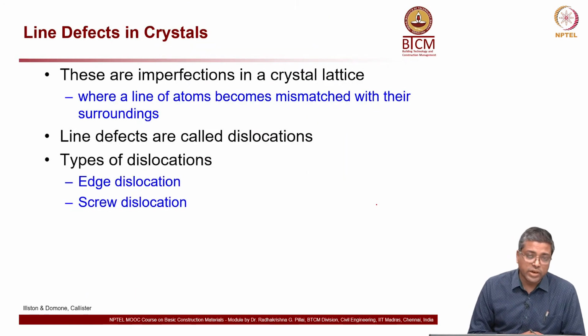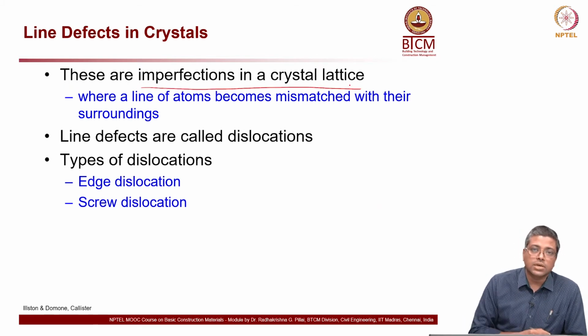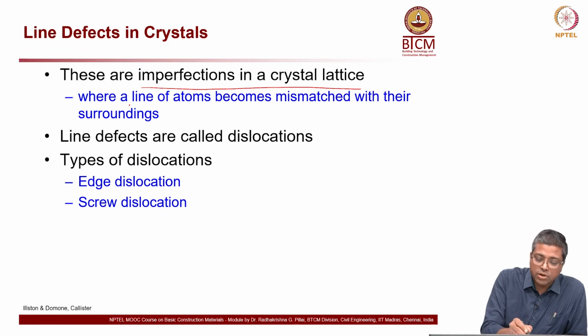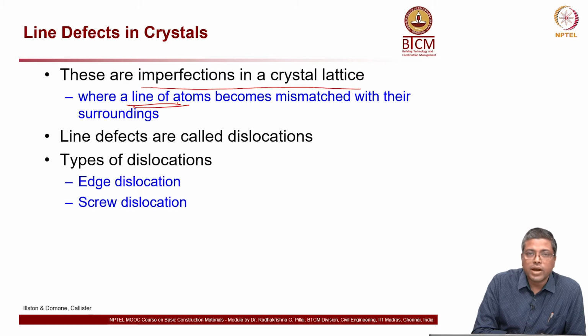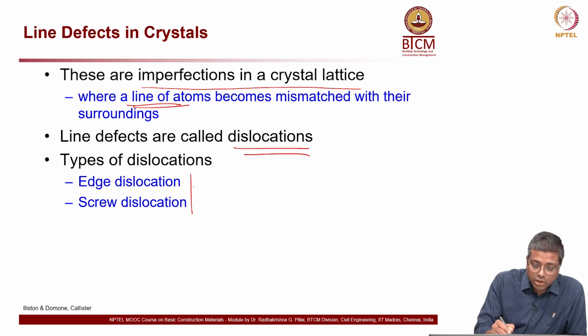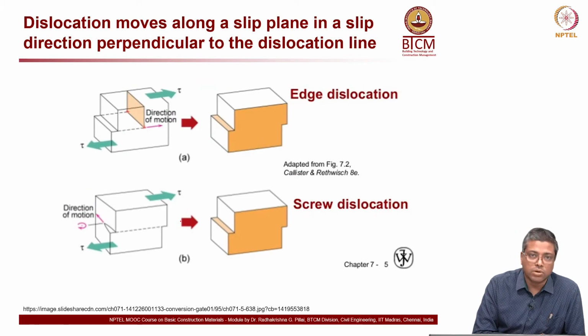Now, line defects in crystals or metallic crystals. So, what are these line defects? These are imperfections in a crystal lattice where a line of atoms, so we are now talking about one more dimension, become mismatched with their surroundings. They are also called dislocations, one type of line defect. And there are two types of dislocation: edge dislocation and screw dislocation.